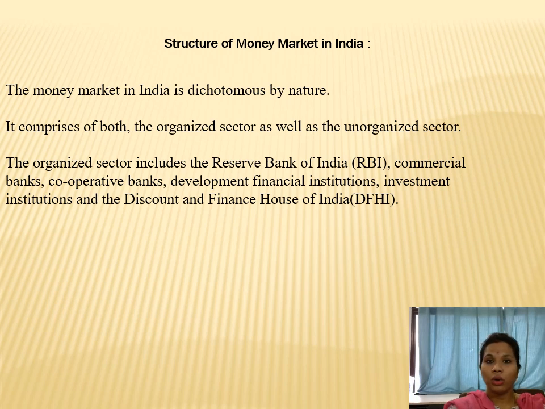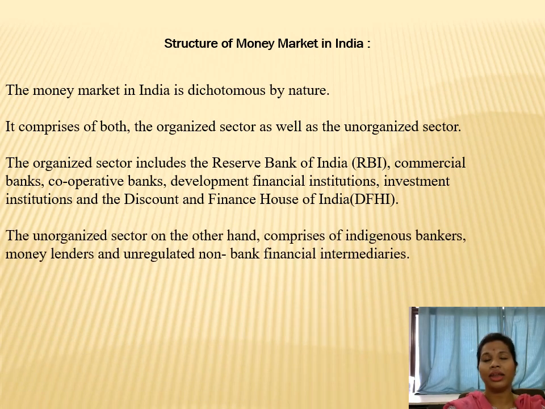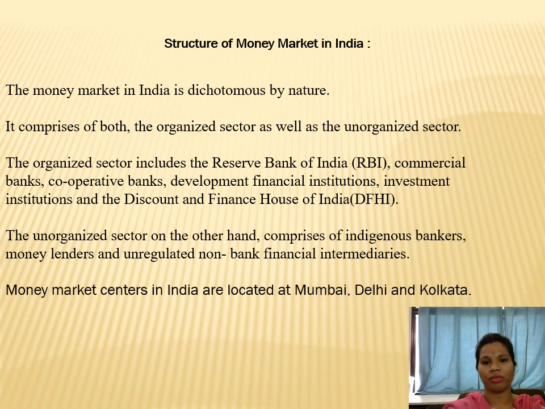The organized sector includes the Reserve Bank, commercial banks, cooperative banks, development financial institutions, investment institutions, and the Discount and Finance House of India. All of this comes under the organized sector. Unorganized sectors are indigenous bankers, money lenders, and unregulated non-banking financial institutions. Money market centers in India are located in Mumbai, Delhi and Kolkata.